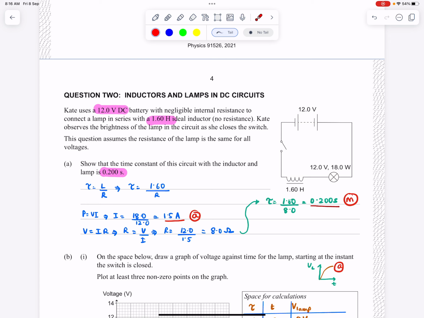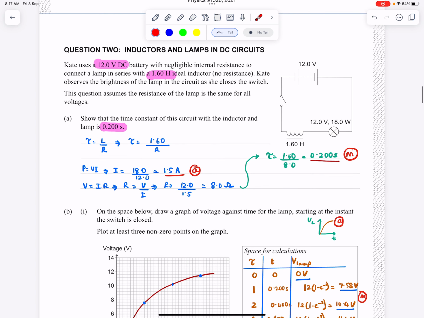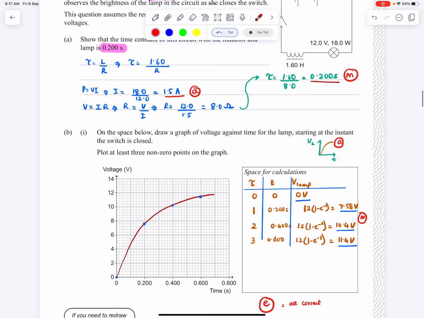So you look at these values here. So this is your power, this is your voltage. So power is voltage times current. You get your current, and then V is equal to IR, and you get your value for R. And then the last step, your time constant is L over R, and you get the required answer. So that's a 2-step answer. So that moves on to merit. The next one goes all the way up to excellence.